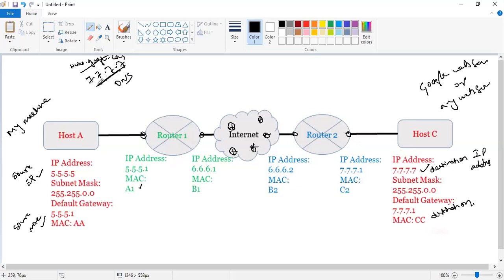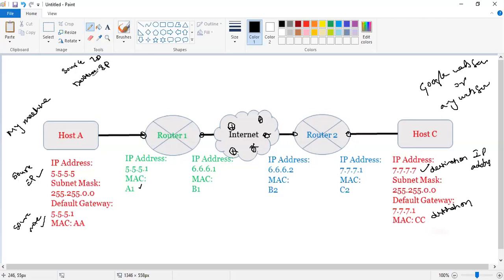Consider you got a response back from your ISP saying that Google's server IP address is 7.7.7.7, just as an example I'm taking. So now host A has to communicate with host C. It knows the IP address of the destination. So you know the source IP address, and you know the destination IP address.